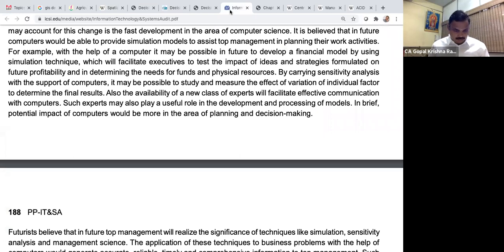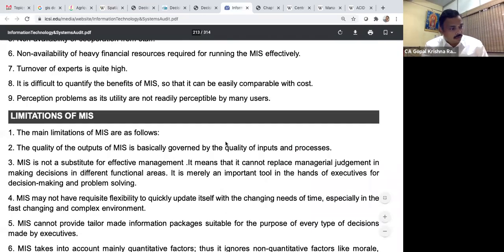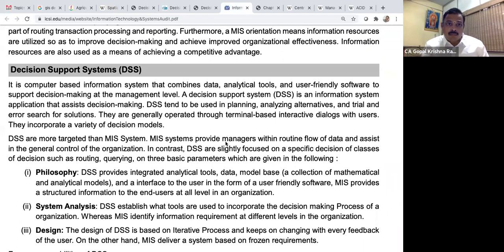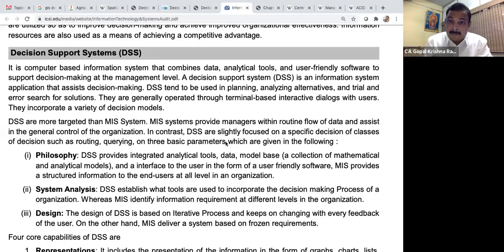Page number 190. It is a computer-based information system that combines data, analytical tools, and user-friendly software to support decision making at the management level. So you need data. Without data, nothing is possible.